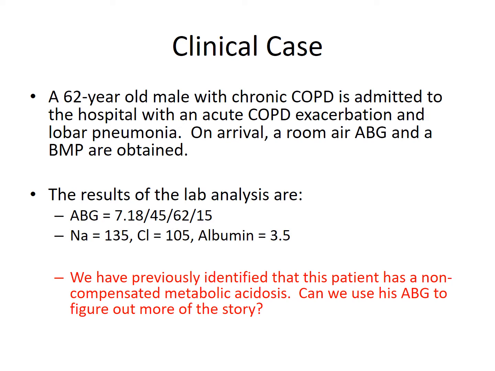Let's start the presentation with the clinical case scenario that we have been using from the first video. Hopefully, this case represents a patient that you could see in practically any hospital, ICU, or emergency department. This patient, a 62-year-old male with chronic COPD, is admitted with an acute COPD exacerbation and lobar pneumonia. On his arrival, a room air ABG and a basic electrolyte panel are obtained. The results of these labs are shown on the slide. We have previously determined that this ABG suggests that the patient has a metabolic acidosis and that the acidosis is not appropriately compensated. But is that the end of the story? Is there more information to be gleaned from the ABG?